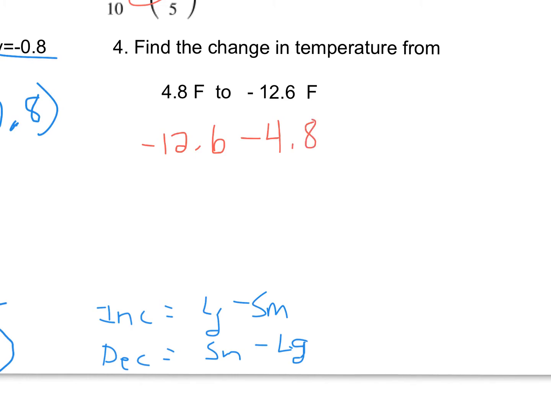Okay. So now when we do this out, so on the side, negative 12.6 minus 4.8. 8 and 6 is 14. Carry the 1. We have the decimal. Okay. 4 and 2 is 6 with 1 more is 7. 1 and then bring the sign down. So you have negative 17 points.